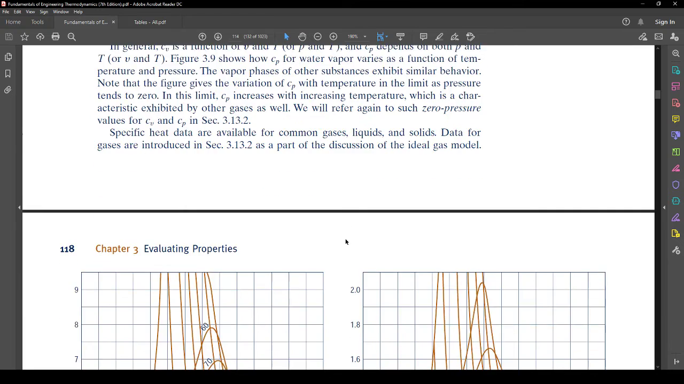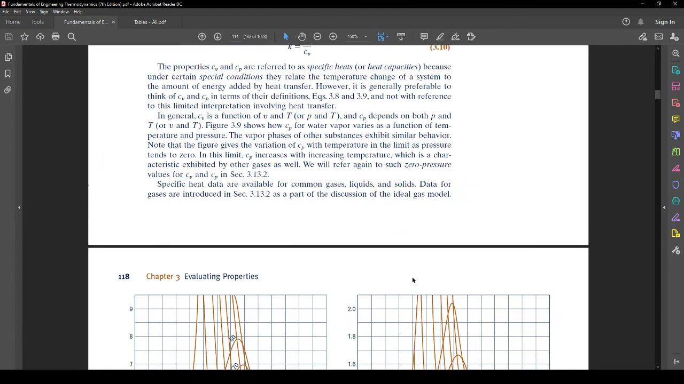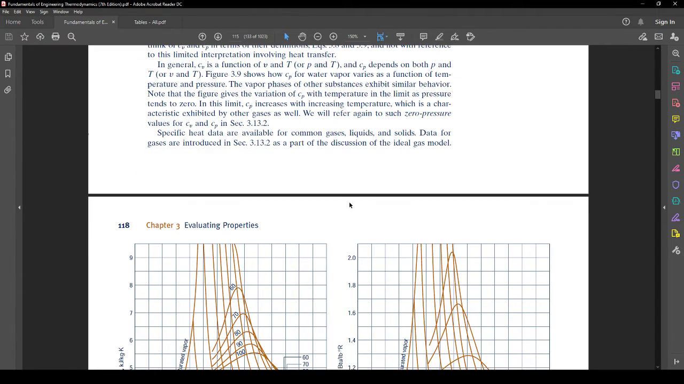Figure 3.9, so I think 3.9 is right here. Ooh, we went a little too far. Figure 3.9 shows how C sub P for water vapor varies as a function of temperature and pressure. The vapor phases of other substances exhibit similar behavior. Note that the figure gives variations of C sub P with temperature in the limit as pressure tends to zero. In this limit, C sub P increases with increasing temperature, which is the characteristic exhibited by other gases as well.